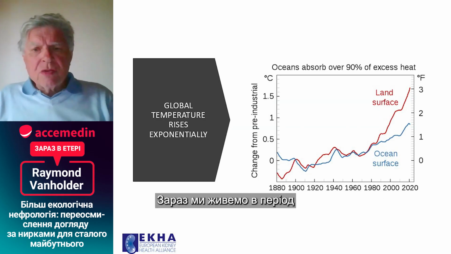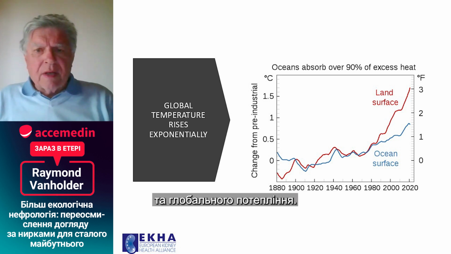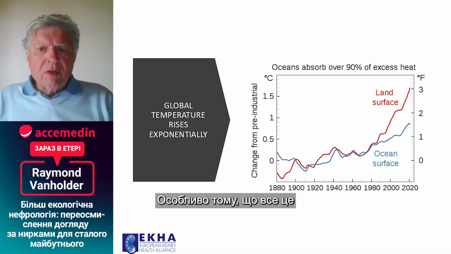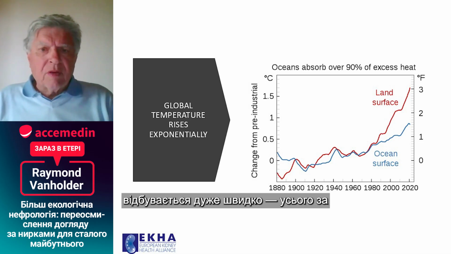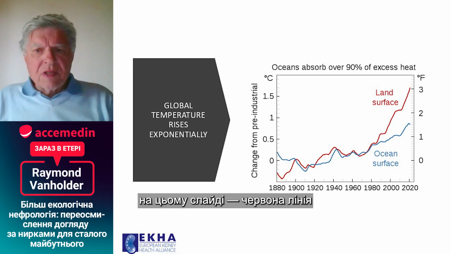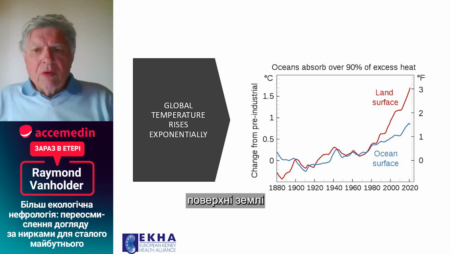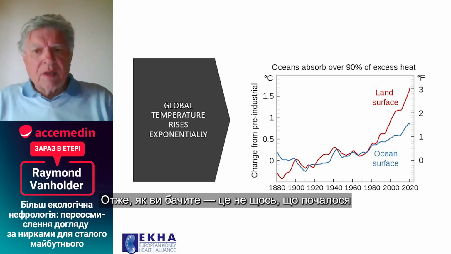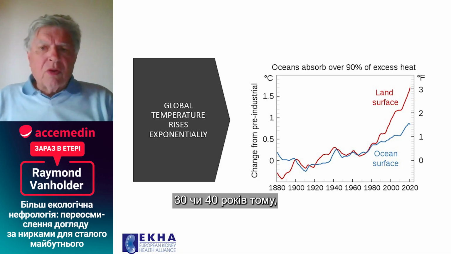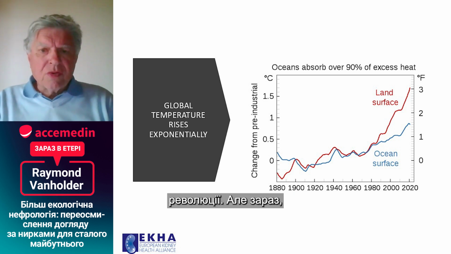We are currently living through an era of unprecedented environmental, temperature and climate changes, particularly because all this is squeezed over a period of about one century. This is very well illustrated on this slide by the red line, which is the increase in land surface temperature over the last 150 years. As you can see, this did not start 30 or 40 years ago, but at the beginning of the Industrial Revolution.